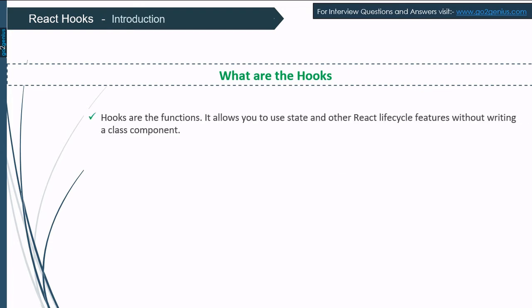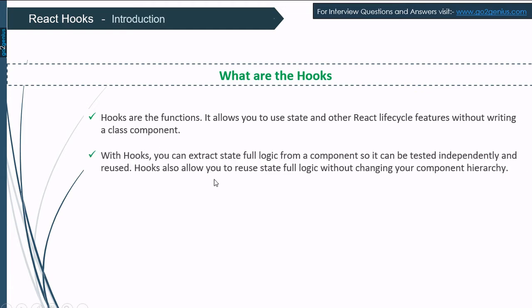Hooks are functions. They allow you to use state and other React lifecycle features without writing a class component. Means you can use state and lifecycle features without writing your class component. So you don't have to write the class component. With hooks, you can extract stateful logic from a component so it can be tested independently and reused. Hooks also allow you to reuse stateful logic without changing your component hierarchy.